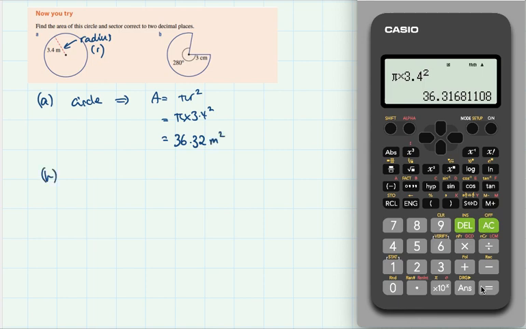Next is part B. Now part B is a sector. The area of a sector is theta on 360 times pi r squared. Next step is to recognize what theta is, 280 degrees, that's the angle span, and the radius. The radius is 3 centimeters. So let's put this in.